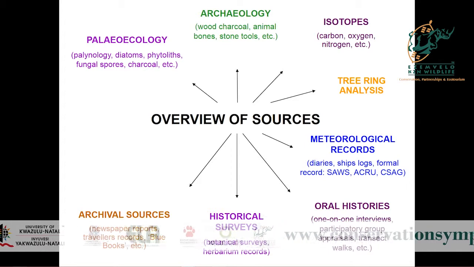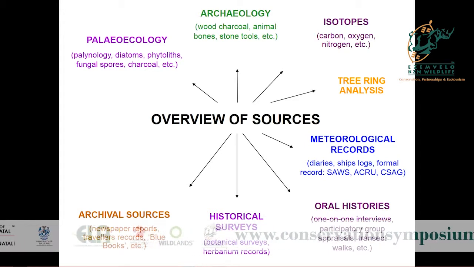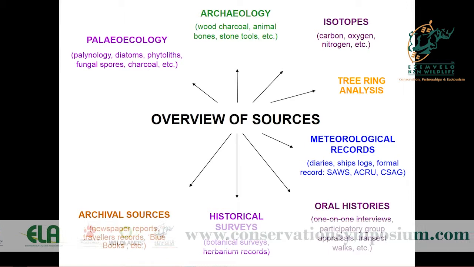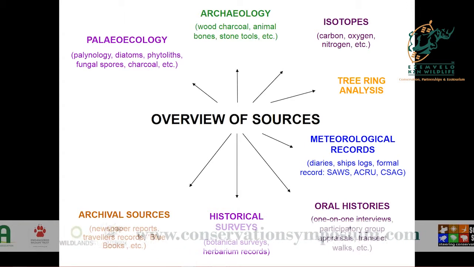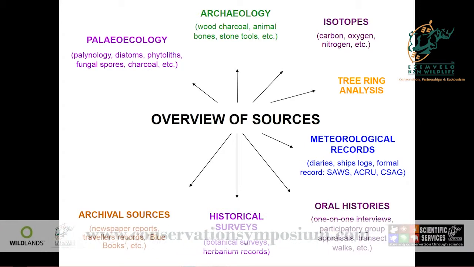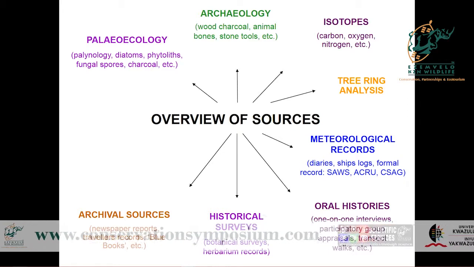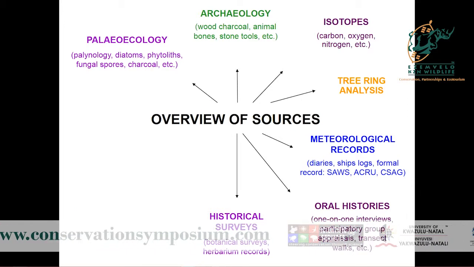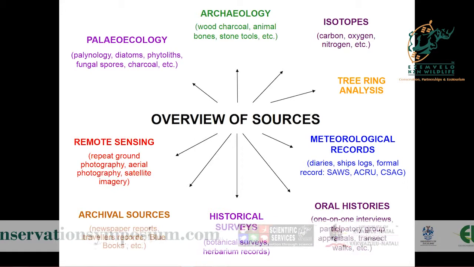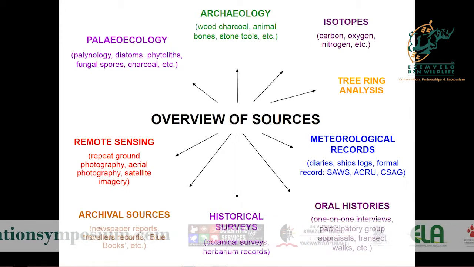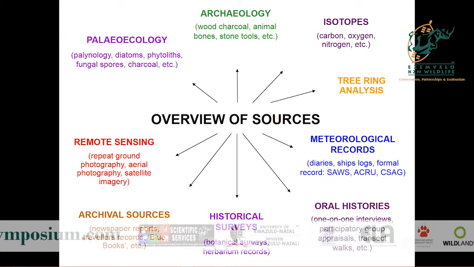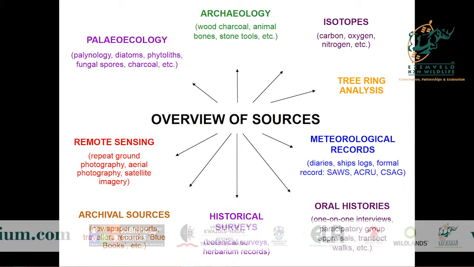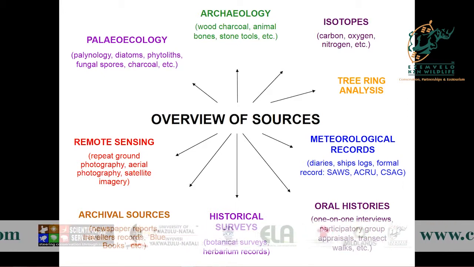One area which, as ecologists or conservationists, we don't make enough use of is really these archival sources, either newspaper reports or the travelers' records, or even the official government censuses, which in agriculture they call the blue books. And finally, most of us are probably involved in remote sensing of some form or another, repeat ground photography, aerial photography, and satellite imagery.